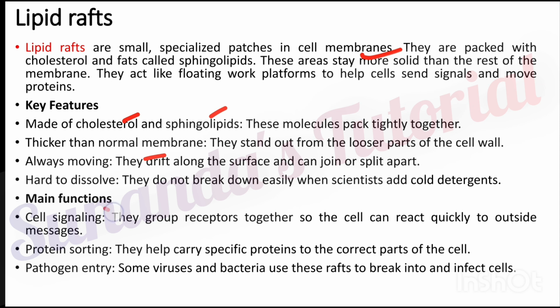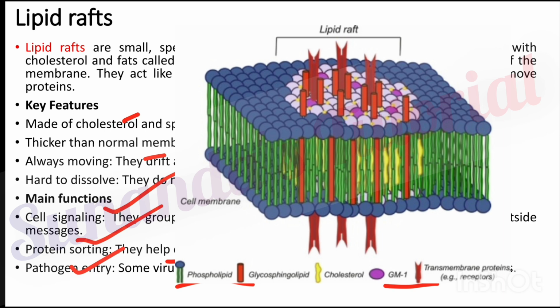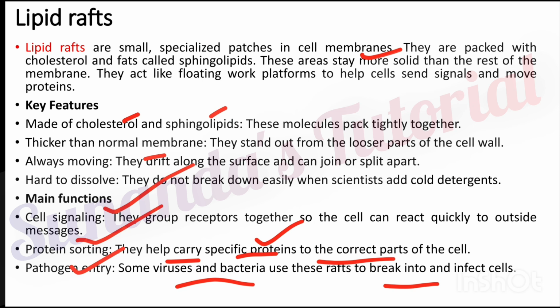Main function: they help in cell signaling, protein sorting and pathogen entry. Some viruses and bacteria use rafts to break into and infect the cell. They help to carry specific proteins to the correct part of the cell. In this way they help in protein sorting and cell signaling. They group receptors together so that the cell can react quickly to outside messengers or stimuli. So this is about lipid rafts and lipids.